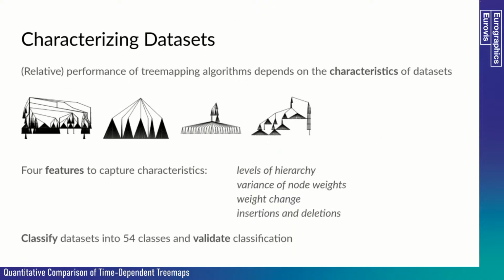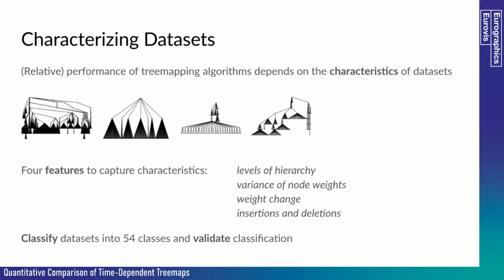The third element of our evaluation are the datasets. For this project, we've gathered over 2,000 time-dependent datasets from different sources, such as GitHub repositories, World Bank indicators, movie reviews, sports data, among others. On previous works, we notice that the performance of tree mapping algorithms depends considerably on the characteristics and dynamics of the data. Therefore, instead of simply gathering a large number of datasets, testing and aggregating the results, it makes sense to classify datasets into classes and understand how these affect quality.